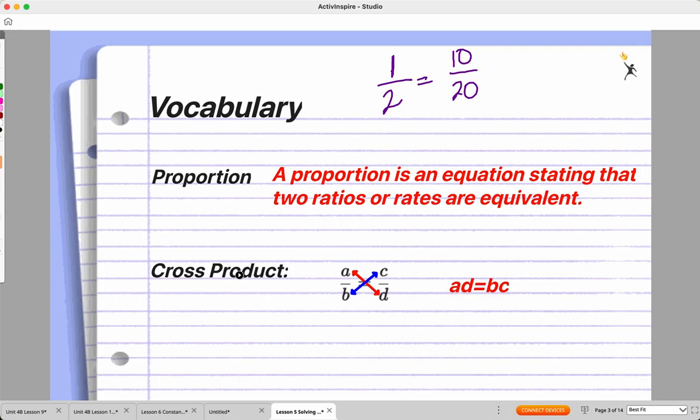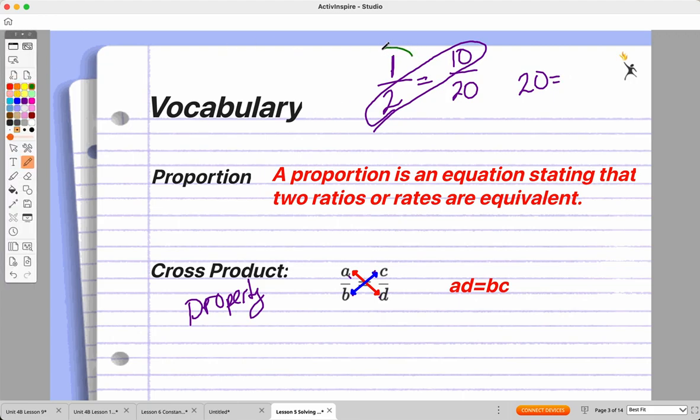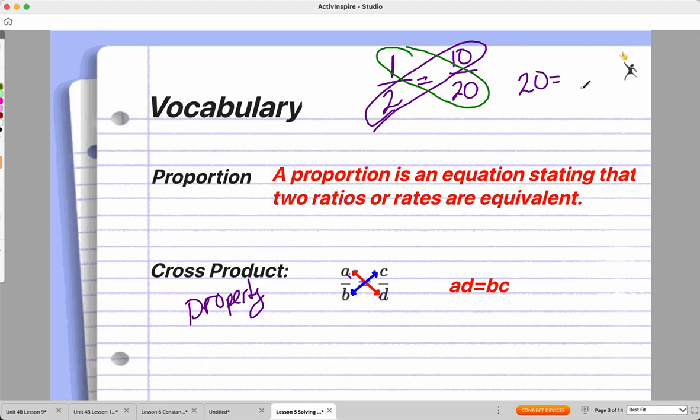If you have a proportion, you can use the cross product property to simplify it and do some more work with it, because there's a really neat idea. If they're equal, you can multiply them across, and they will be equal to each other. So if I do 2 times 10, that's 20, and then I do the same thing up here, 1 times 20, if they're proportional, they're equal to each other. If they're not proportional, they're not equal. But if they're proportional, I can use it if I'm missing a number to figure it out.